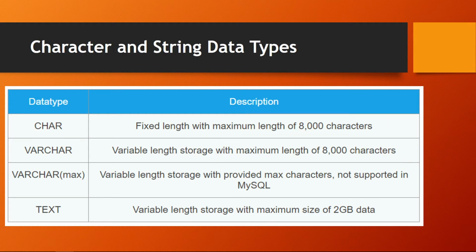Next is the character and string data types. Character is for one single letter, and it can either be a single letter, number, or special character. Next is string. This consists of one to many characters, regardless if it's a number, letter, or special character.